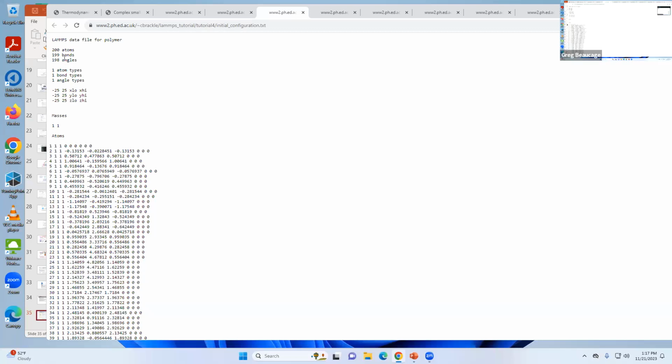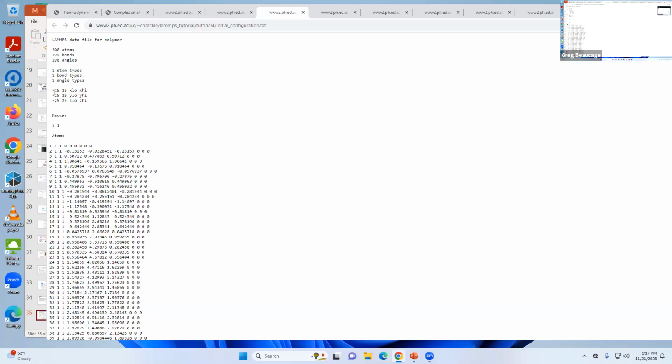Yeah, so it's got 200 atoms, 199 bonds, 198 angles. There's no angle between the first two because angles are between two bonds, right? There's no bond before the first because it ends there. So there's only one. You could have multiple bond types, multiple angle types, and then this is the box.